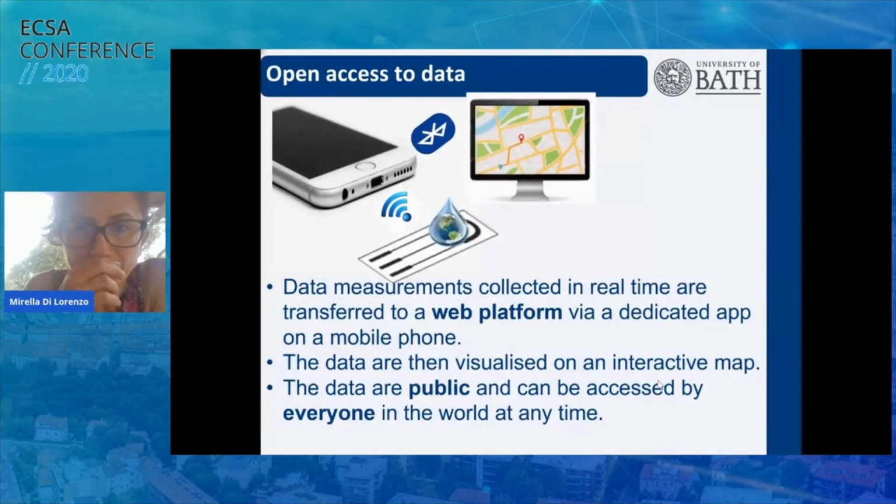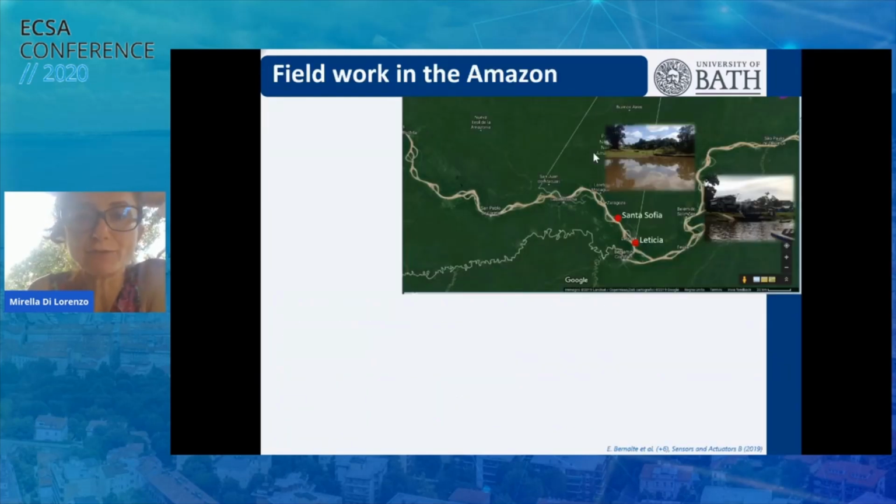So the idea is that the technology senses those parameters in the water, then the data collected are transferred into a mobile device, such as a mobile telephone, and then the data are collected into an interactive map that is public and can be accessed by everyone. So the idea here was basically to create evidence that government cannot ignore, and to give, of course, this tool into the hands of the community themselves.